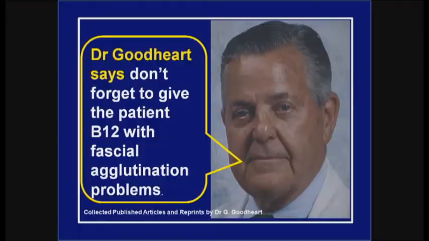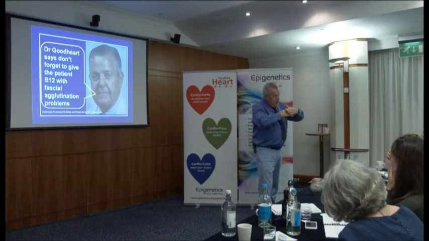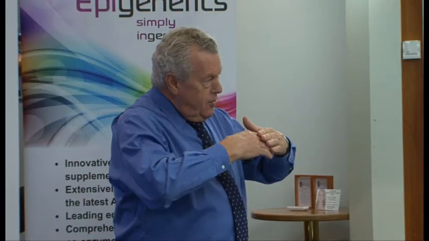Dr. Goodhart says, don't forget to give the patient B12 with fascial agglutination problems. As you know, if the fascia gets bound down or glued down to the surface of the muscle, when you stretch the muscle, it doesn't want to stretch. So the fascia and the muscle get bound down, and you don't get that nice gliding motion.